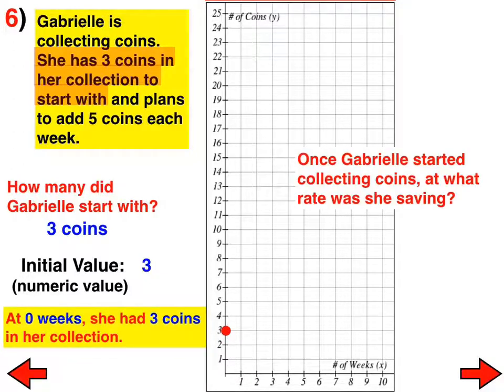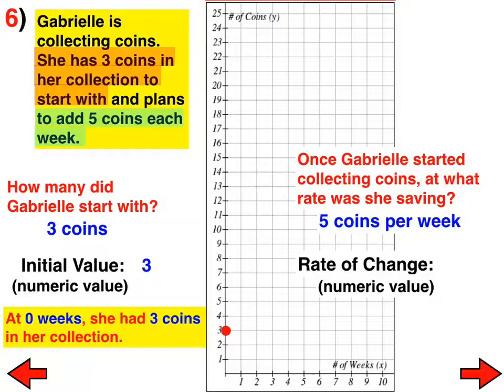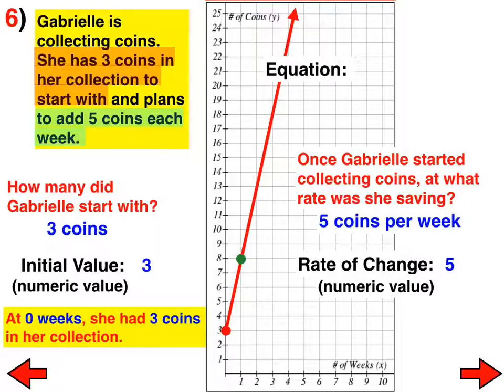And then once Gabrielle started collecting coins, at what rate was she saving? Clearly that is 5 coins per week. As a numeric value, that's 5. And that would give us that second ordered pair and draw our, technically that's a ray, but I'll continue to refer to it as a line, would look like that. And the equation would be y equals 5x plus 3. All right, quickly do number 7, all parts.